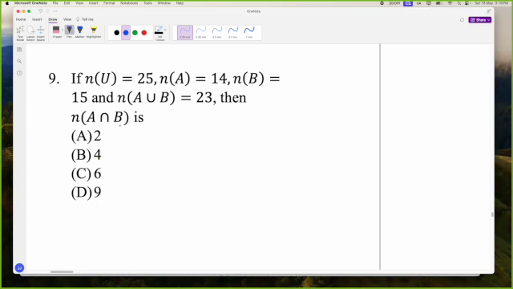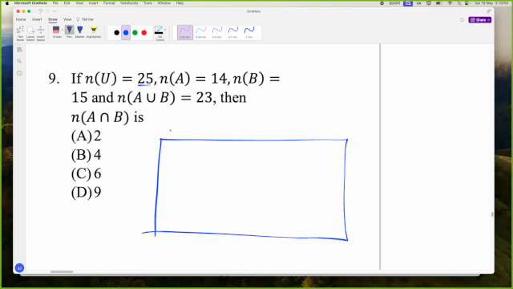We got a question just like this in the last paper, so you could see when it comes to papers, when it comes to questions being repeated, you could definitely see. The number of elements in U is 25. So that's a universal set. So the universal set is a square. We go draw U, 25. A is 14. So this is A, which has 14 in it. B is 15. So this is B.